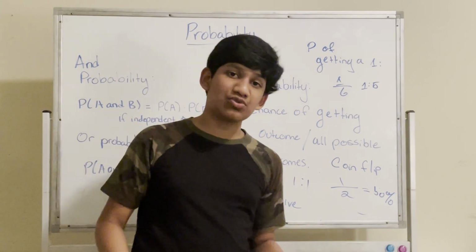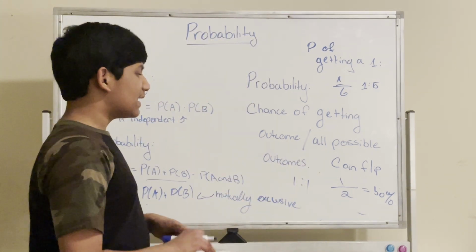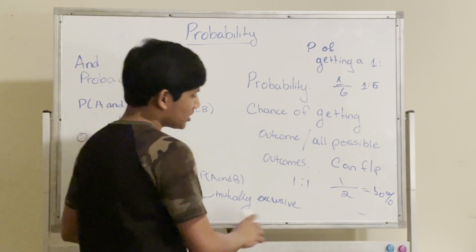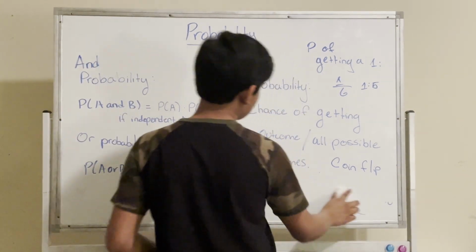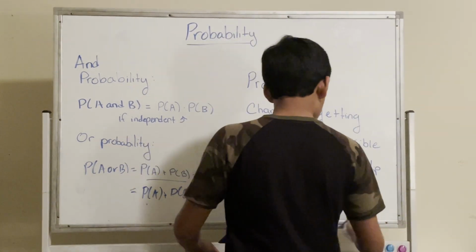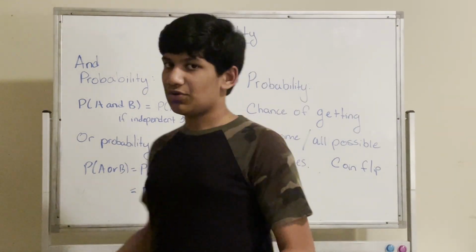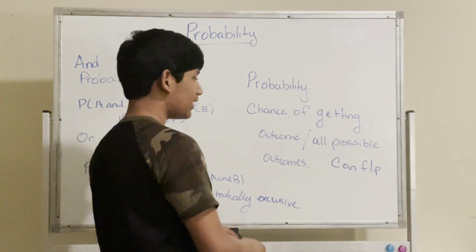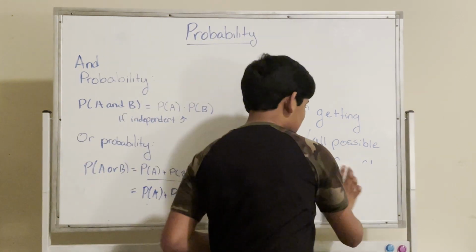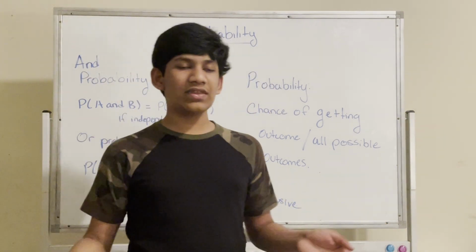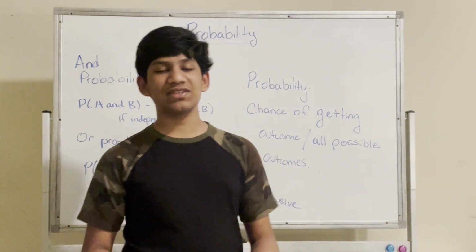So that's the difference between odds and probability. Sometimes the discrepancies are small, but sometimes the discrepancies can be big. So it's important to know the difference. Okay, so let's review. Probability is the chance of getting an outcome over all possible outcomes. Now, we know that all possible outcomes are just going to be the sample space. So the amount of all possible outcomes is just the sample space.